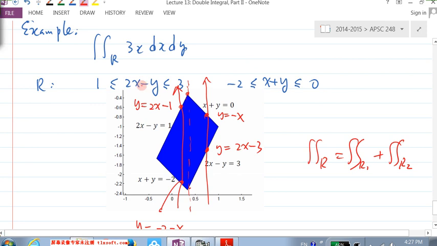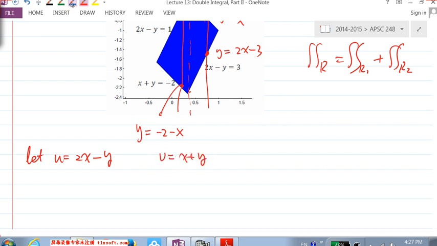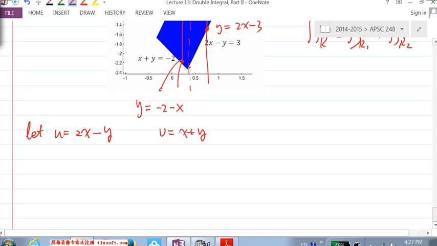So here, what I'm going to do is define this 2x minus y as u, and I'm going to define this x plus y as v. Okay, so let's do this. I'm going to let u equal 2x minus y, and v equal x plus y. Let's see if this is going to give us any shortcut. So u equals this, and v equals that.